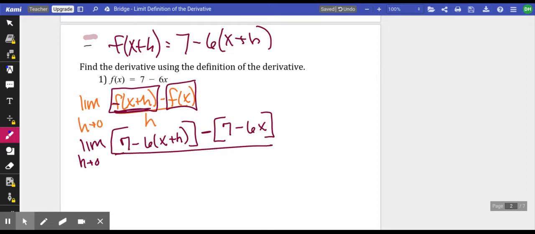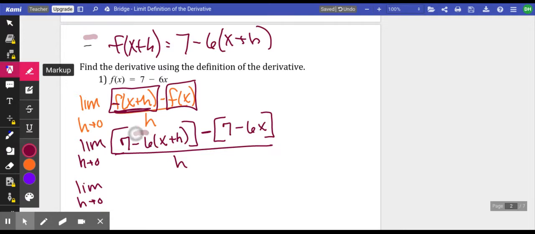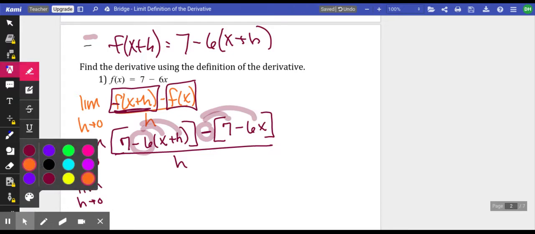All over h. Okay, so now I just need to continue and carefully clean up my algebra. When I say clean up my algebra, what am I talking about? Well, this minus 6 here can get distributed, and then this negative has to get distributed. So again, those brackets, parentheses are so important. So I'm going to clean this up again.